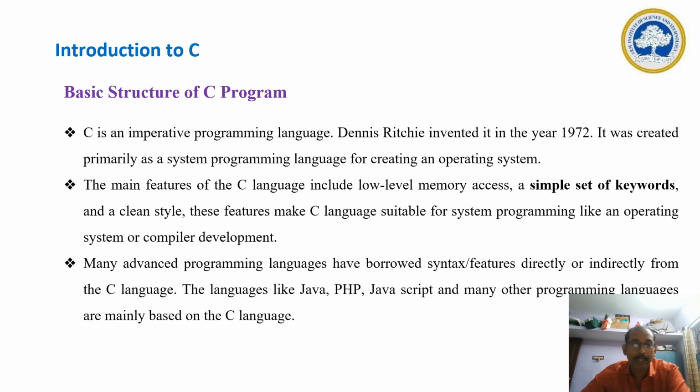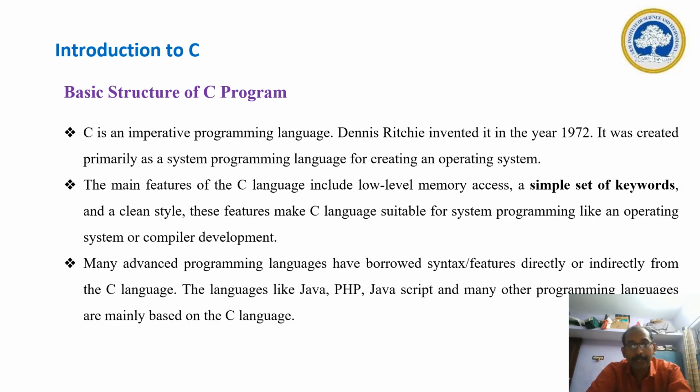Let us continue the session 2 on Introduction to C Programming. The basic structure of C programming we have discussed in the previous class. In continuation of this, let us discuss the C programming concepts and other important topics. So C is an imperative programming language. It was invented by Dennis Ritchie in 1972.